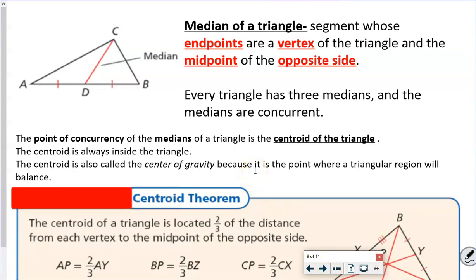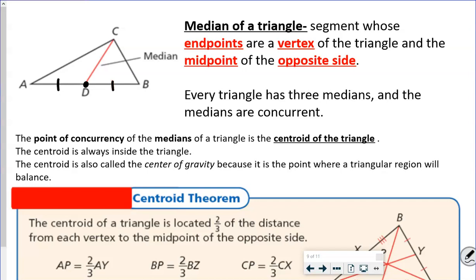Okay. So the next one is a different term. Now we're going to talk about medians. A median of a triangle is a segment whose endpoints are a vertex of the triangle and the midpoint of the opposite side. So everybody listen. The first thing we want to do is find this midpoint right here, and we know that because these two parts are congruent. So if we split AB in half, we get AD and DB, right?